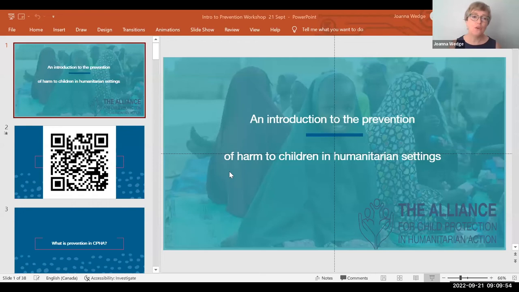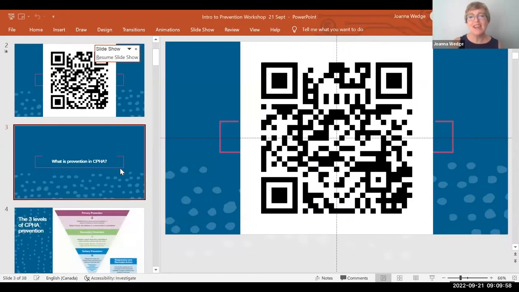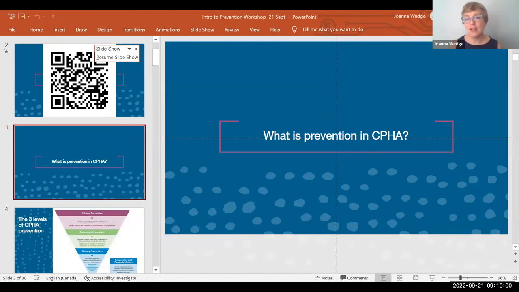But right now, I'm going to pass the floor over to my colleague, Hani Mansourian, and he is going to lead us through an introduction to prevention and a look at the primary prevention framework.